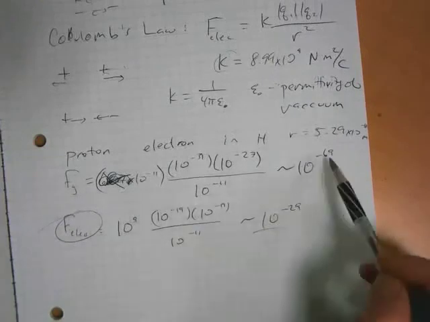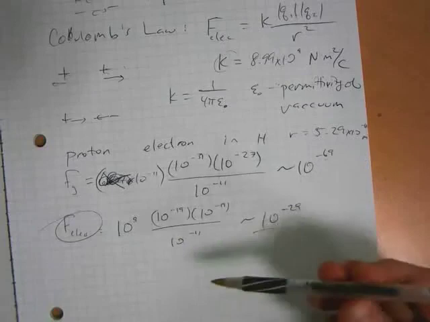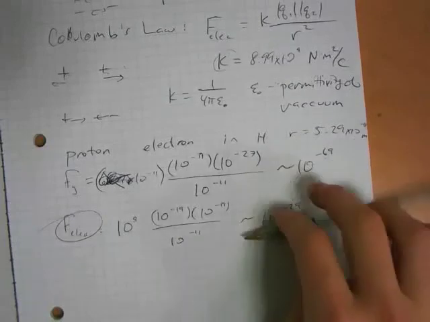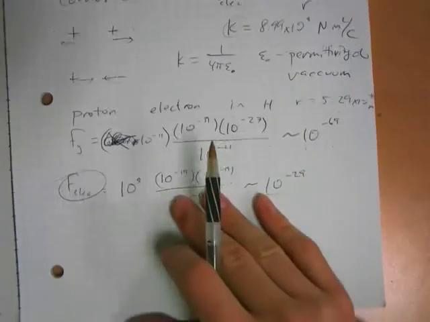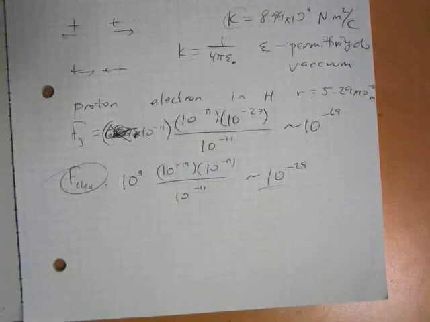You know, this is 40 orders of magnitude, and that's good. It's important that the electric force is smaller for our matter to work the way it does.